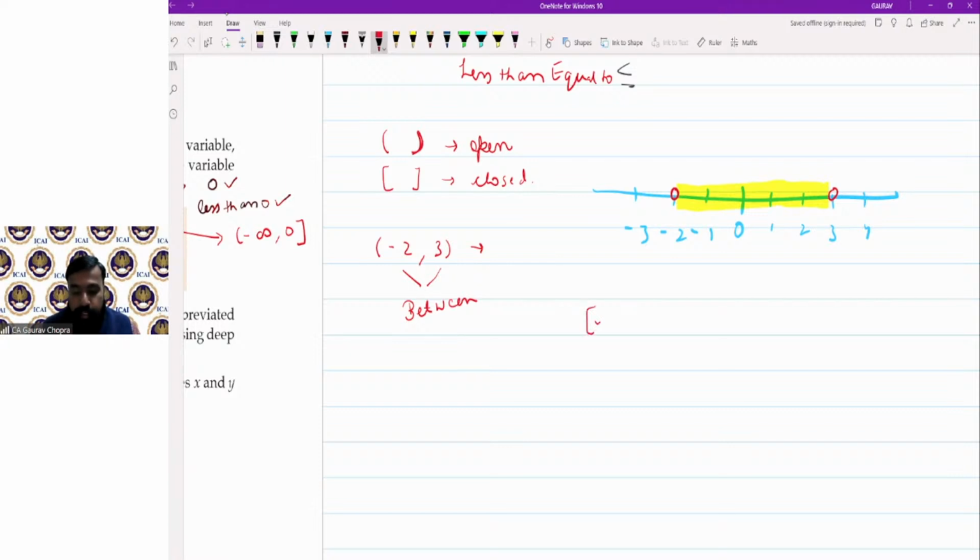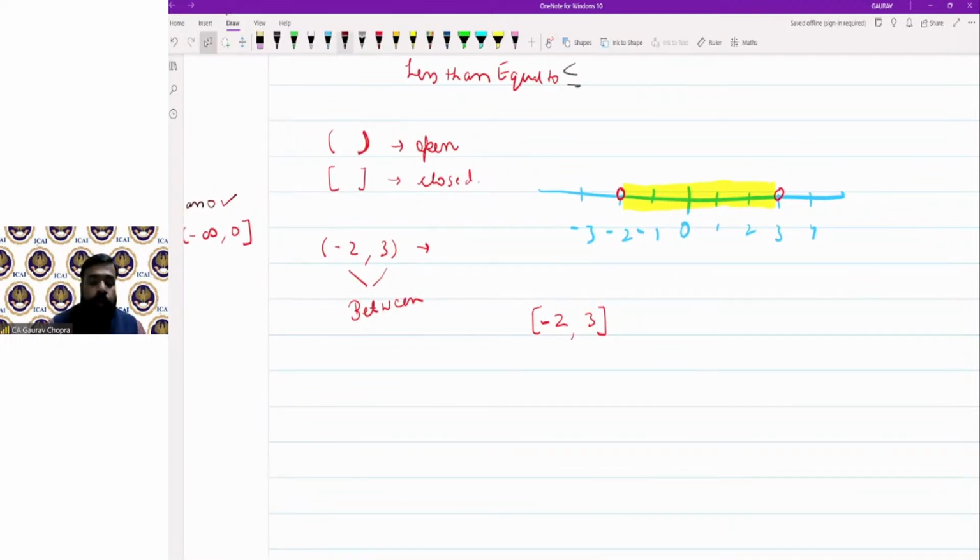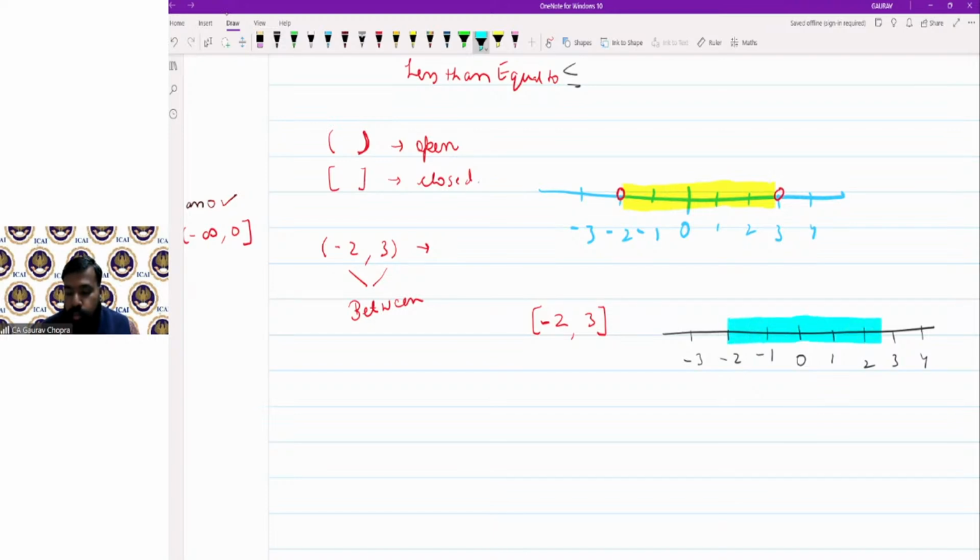let's say -2, 3, close bracket, then we have to include both of them also. Now 0, -1, -2, -3, 1, 2, 3, 4. Now this time these will be included. So from -2 to +3, these are included.